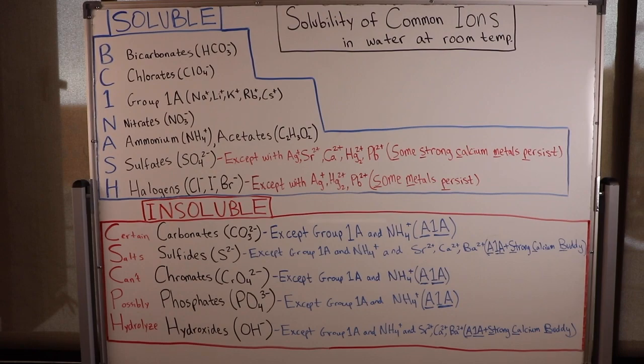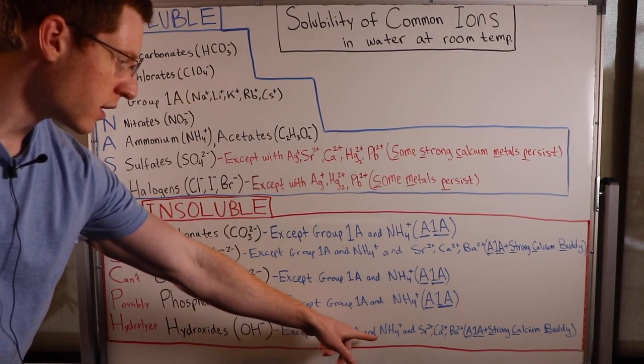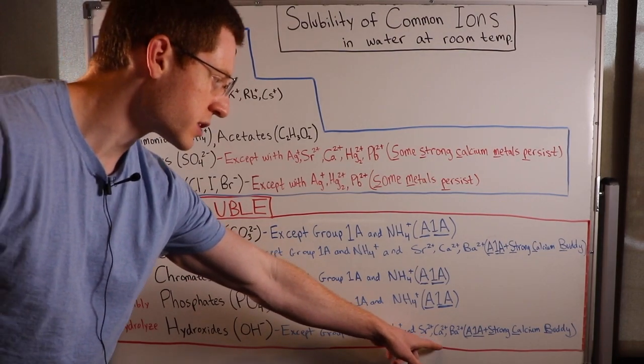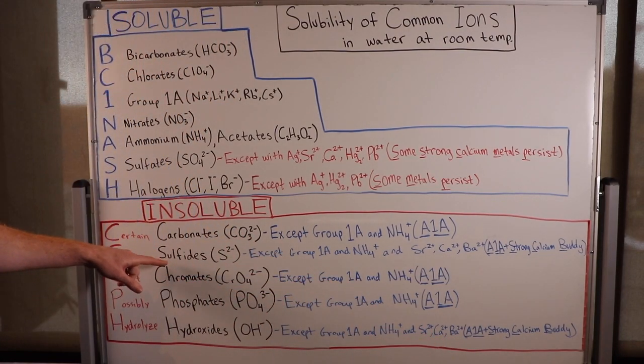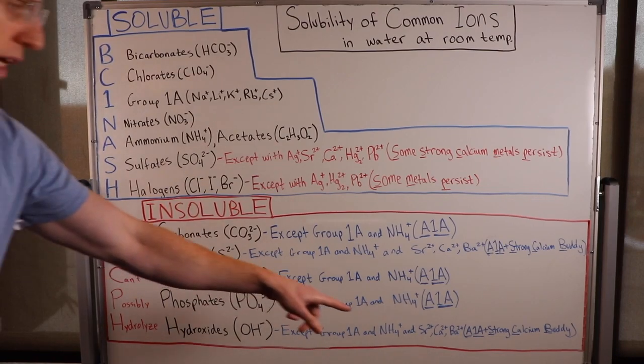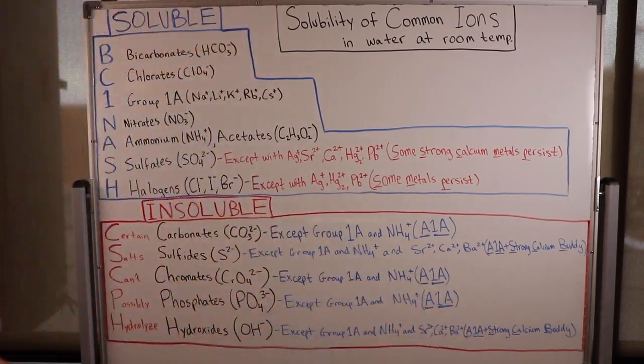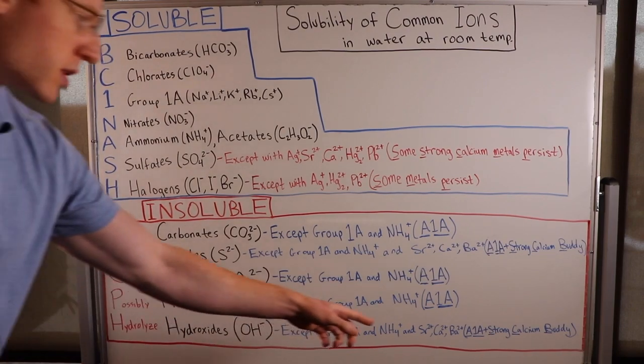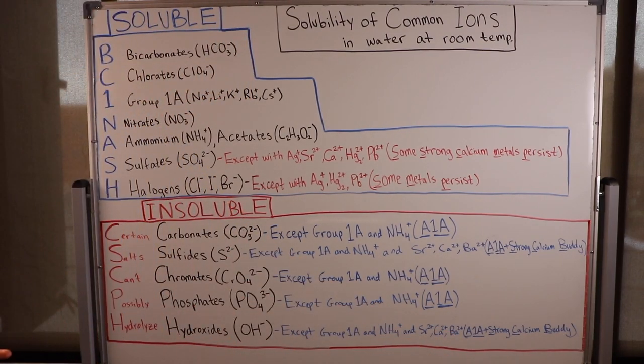Finally, we have the hydroxides. In general, hydroxide salts are insoluble unless they're bonded to group 1A, ammonium, or strontium, calcium, or barium. The same exception as we had with sulfides. So the mnemonic here is A1A plus strong calcium buddy. As an example, calcium hydroxide would be soluble because that's part of the exception. On the other hand, any other group 2A element besides strontium, calcium, or barium would be insoluble if it was bonded to a hydroxide because that's not part of the exception.